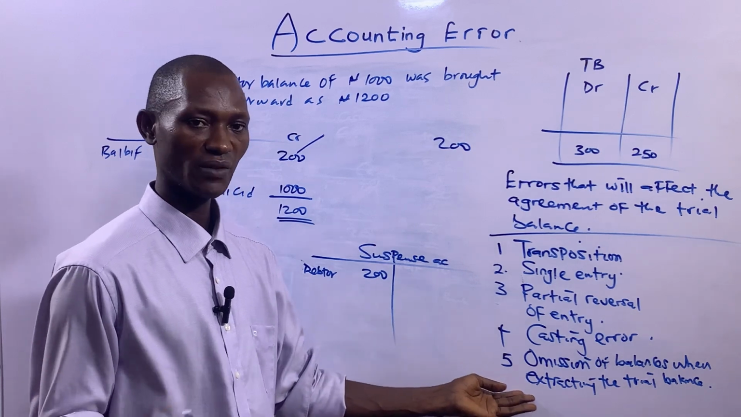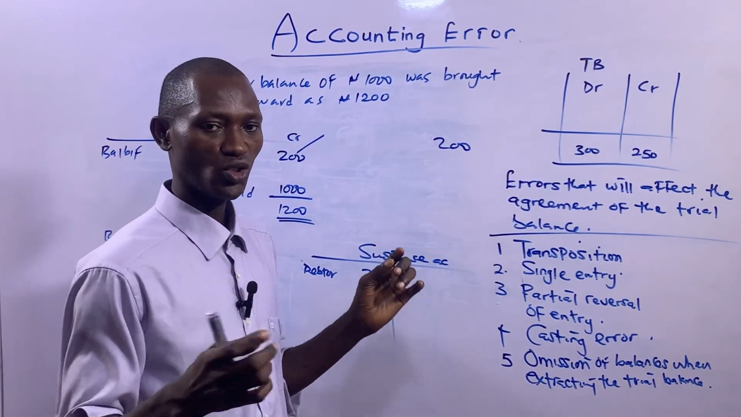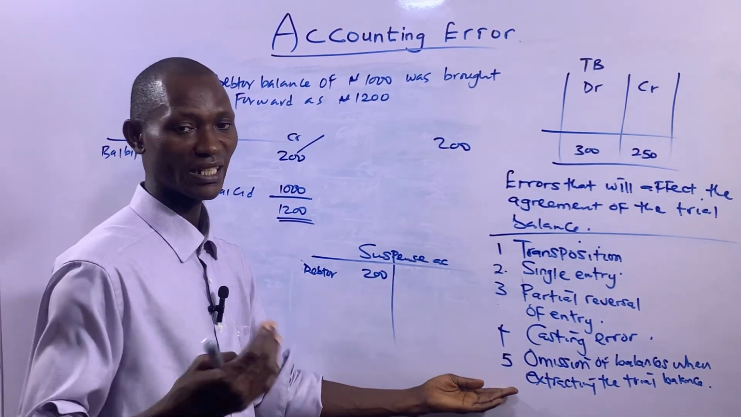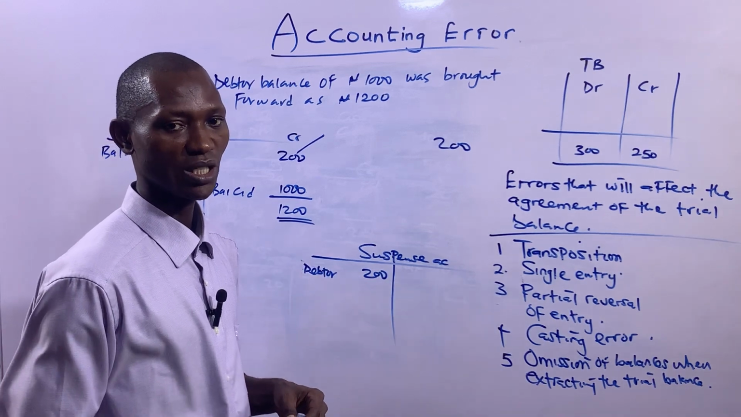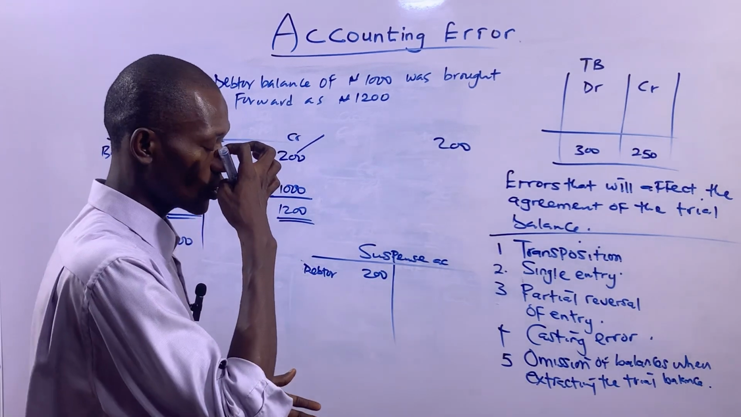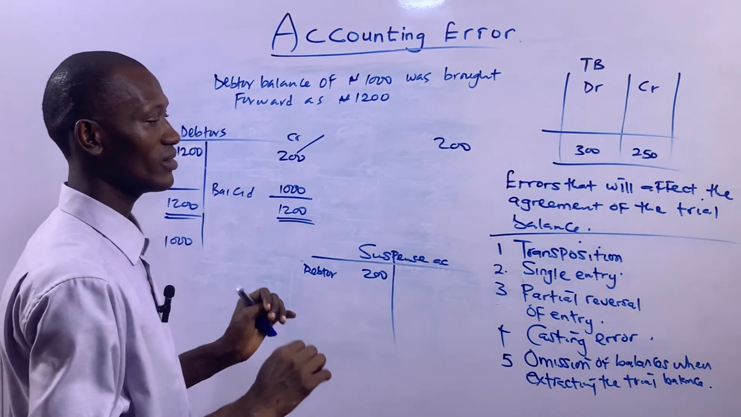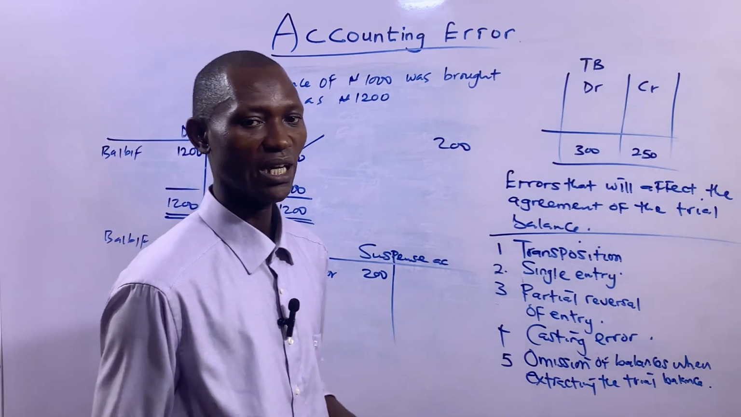So this one is self-explanatory. While you are adding the debit and the credit side, you may omit one of the figures or balances there, and that will not make the two sides of the trial balance equal. So these are some of the errors that will affect the agreement of the trial balance.